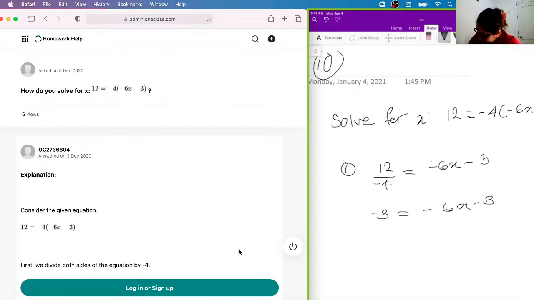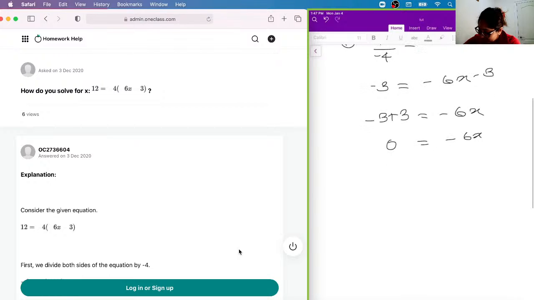The next step will be to move the negative 3 to the other side. We have negative 3 plus 3, since it's going to change its sign when it goes to the other side, and you have minus 6x. So minus 3 plus 3 would be 0, is equal to negative 6x.